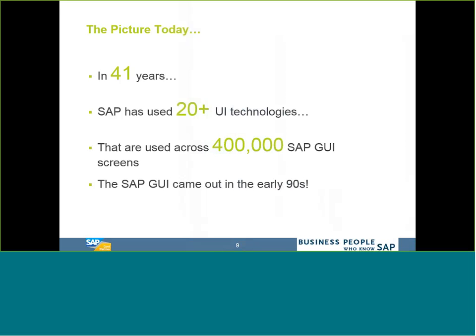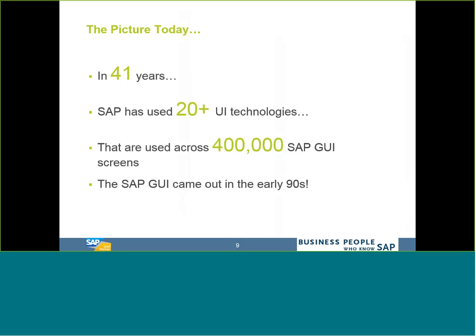In 41 years, SAP has used 20-plus UI technologies. Right now, the SAP GUI as we know it covers somewhere between 300,000 and 400,000 screens. No one is exactly sure what that number is, but the ultimate point is that it's a huge number, and that SAP GUI as we know it came out in the early 90s. So we're dealing with something that's been around for 20 years and covers a very wide range of SAP functionality.